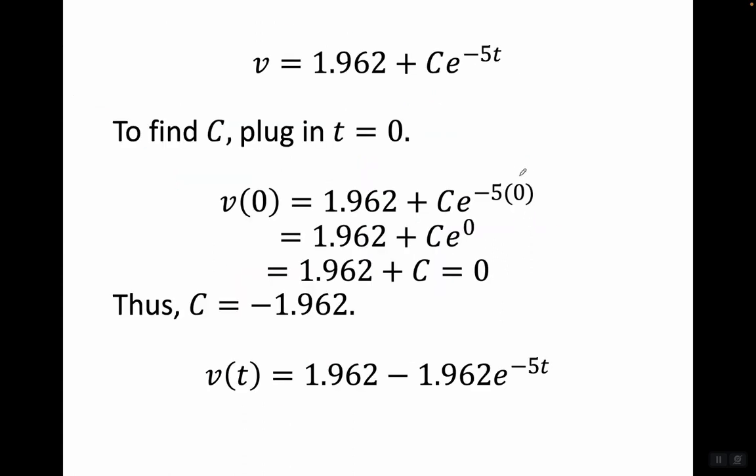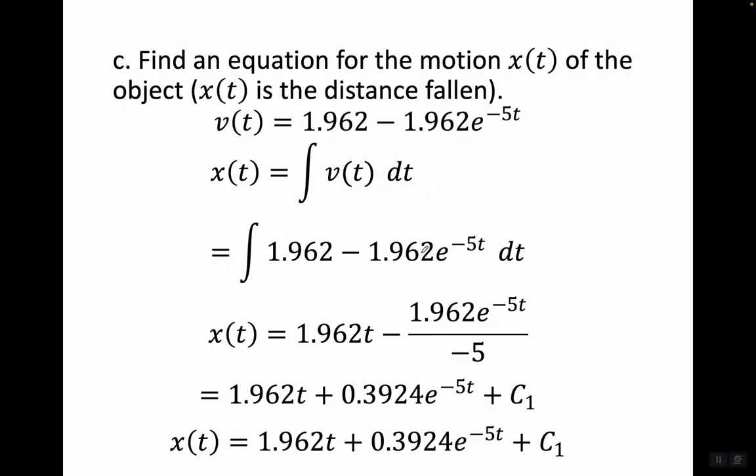Okay, now to find c, we plug in t equals 0 because we know what v of 0 is. Plug in t equals 0, get v of 0 equals 1.962 plus c e to the negative 5 times 0. That's just going to simplify to c e to the 0, which is just plain c. So 1.962 plus c equals 0. Thus, c equals negative 1.962. So the velocity v of t is 1.962 minus 1.962 e to the negative 5t.